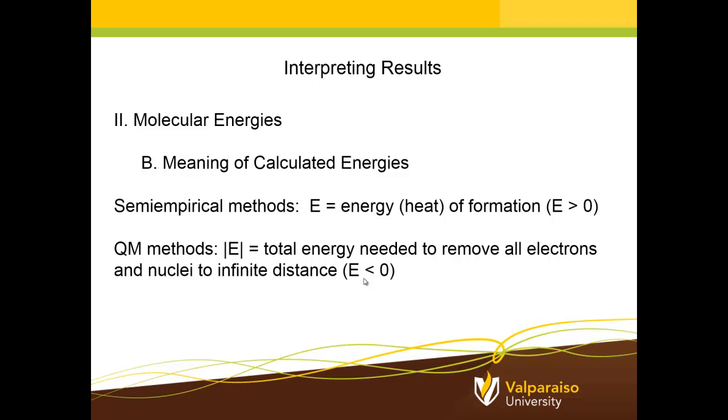And so if your energy for a particular molecule is, let's just say, negative 100, what that means is it would cost you 100 units of energy to remove all of the electrons and nuclei away from each other to reach the value 0. So don't be confused, don't be worried if you get negative energies from quantum mechanical methods. That's exactly what you're supposed to get.